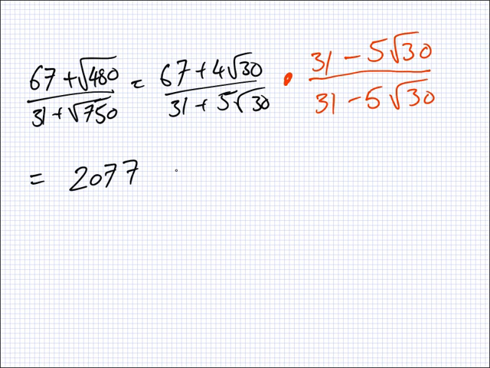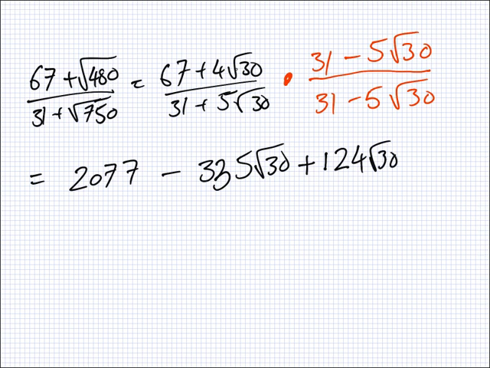So what's that? 335. 335 root 30. And then the next one would be plus 124 root 30.